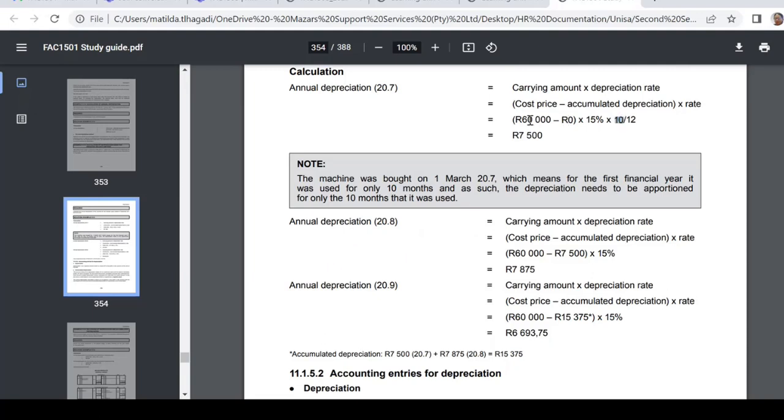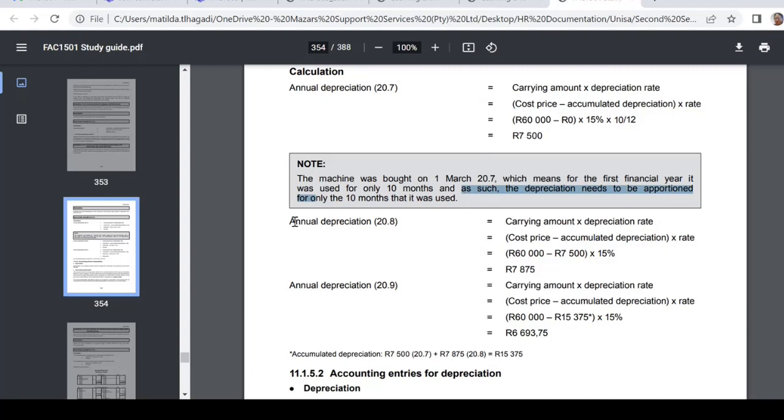So we're going to say 60,000 minus 0 times 15% times 10 divided by 12 equals 7,500. The machine was bought on the 1st of March 20.7, which means for the first financial year it's only used for 10 months. As such, the depreciation needs to be apportioned for only the months that it was used.